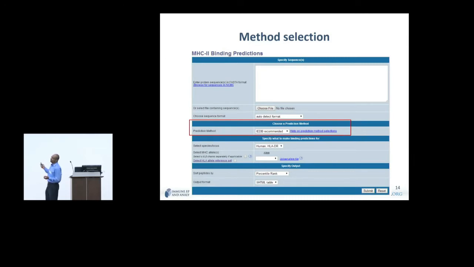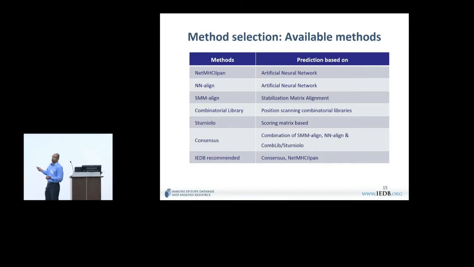So once you have your sequence, you choose the prediction method. Similar to class 1, we have different methods available here. NetMHCIIPAN and NN align are based on an artificial neural network method. And SMM align is a stabilization matrix method. Then there's the combinatorial library, Sturniolo. And then further, we have consensus.